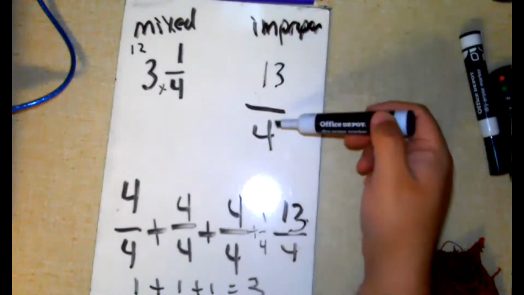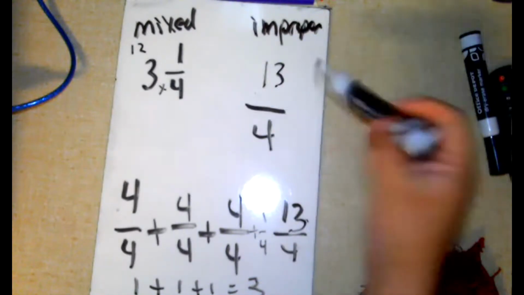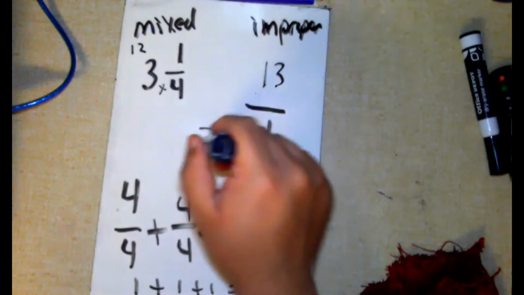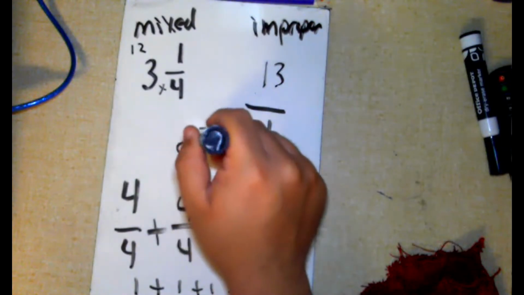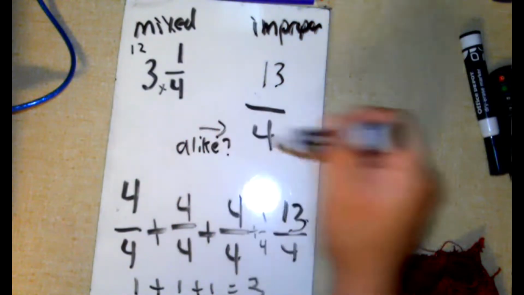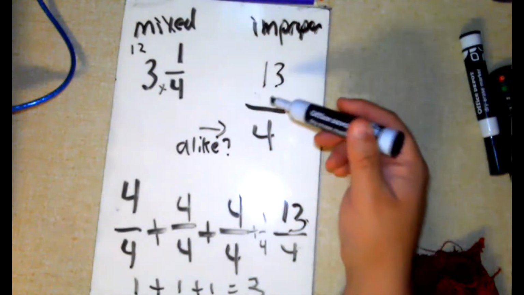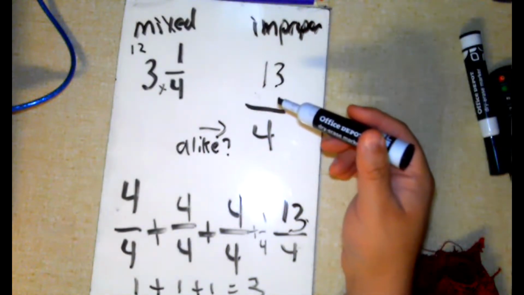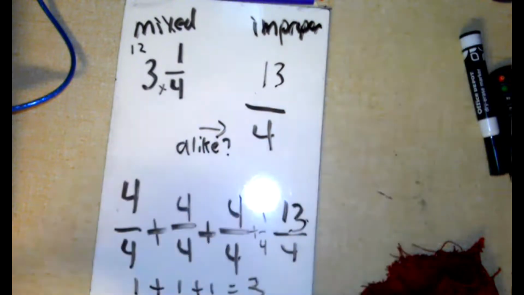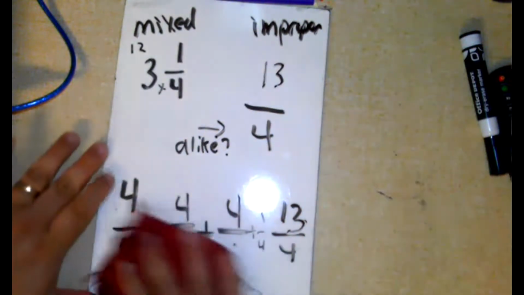That is your improper fraction. And then your next step is to look at your denominators. Are they alike? If they are, then keep your denominator. If not, then you've got to find an equivalent fraction. So let's go ahead and look at the question that you should have got before.